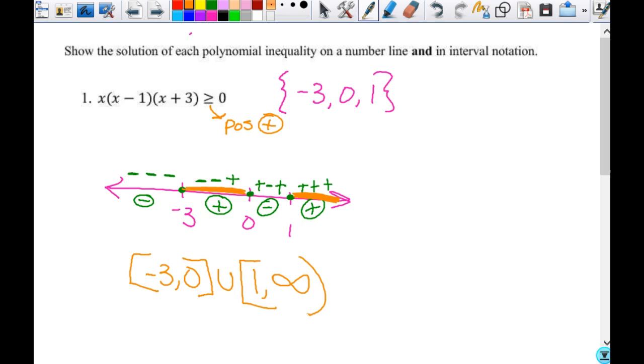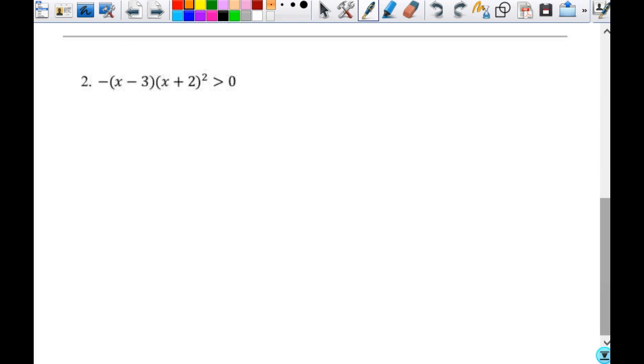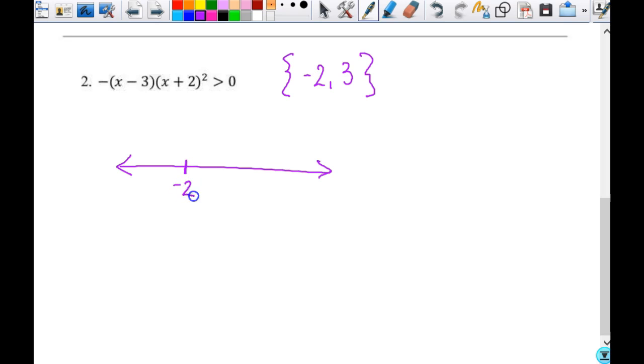Because this is a part where we're getting pieces together to be able to do parts of some other things coming up. All right, so we're going to do this next one together, and then I'm going to let you do one on your own. All right, so it's already written like it's supposed to be, so I can just find my zeros. What are my zeros here? 3 and negative 2. Okay, so negative 2, 3. Right? Here's my number line. Open or closed? Open.